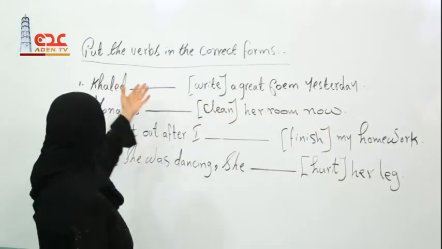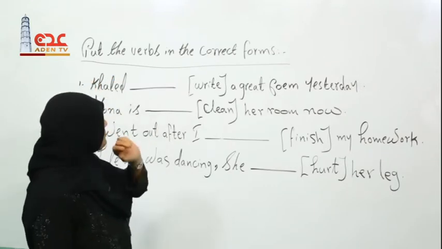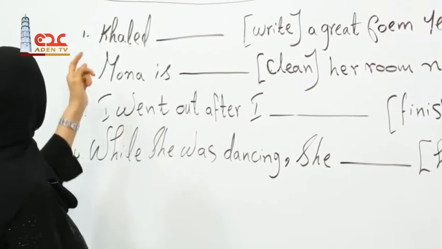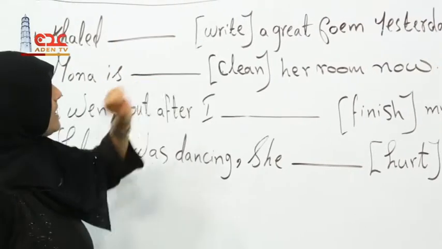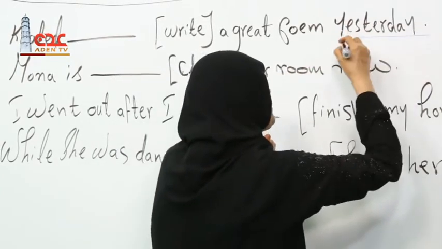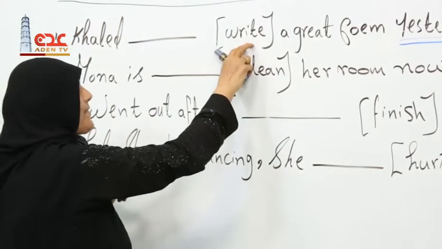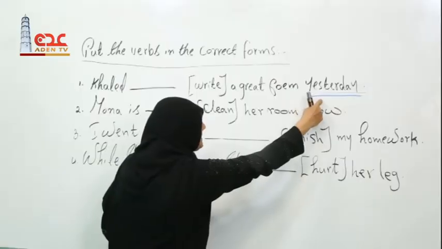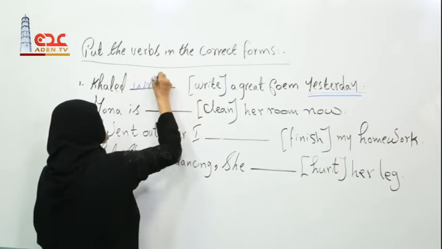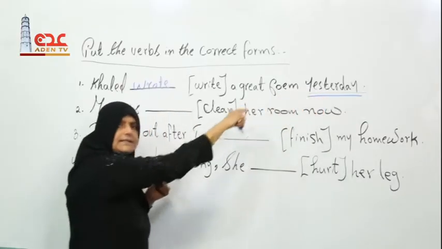Now look at the verb, the second verb. Put the verbs in the correct form. As you know, look at the verb between the brackets and how it changes according to the sentence. Number 1, Khalid write a great poem yesterday. Look at the word yesterday. As we know, yesterday is used in the past. Don't forget, please, change the verb according to the sentence. Change to wrote. Why do we change the verb from present to past? Because I'm talking about the word yesterday.